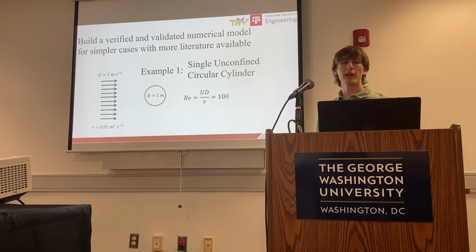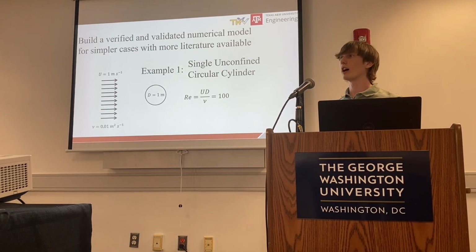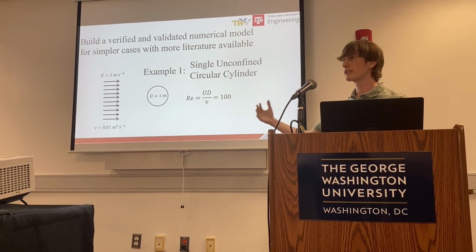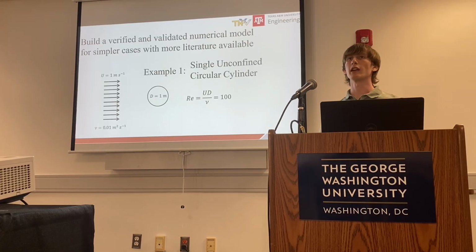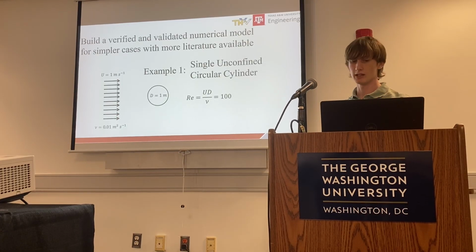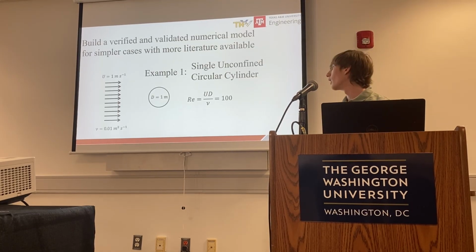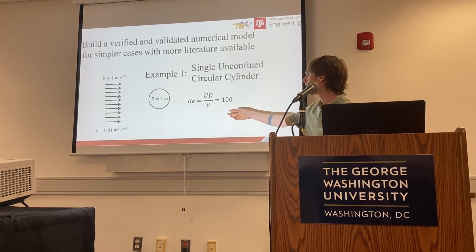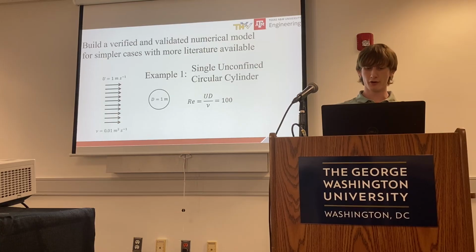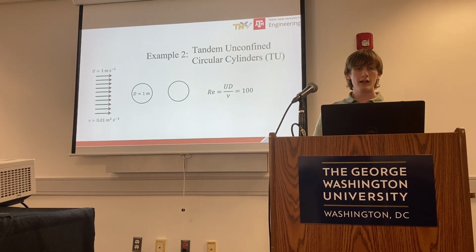So my methodology is to build a verified and validated model based on simpler cases so that I can build confidence that I am simulating the physics correctly. So the first example is this single unconfined circular cylinder. Very simple Reynolds number, straight out of the textbook. I'm sure we all know flow past a cylinder. And the second example, again, as I mentioned earlier, is we're just slapping another cylinder behind it.